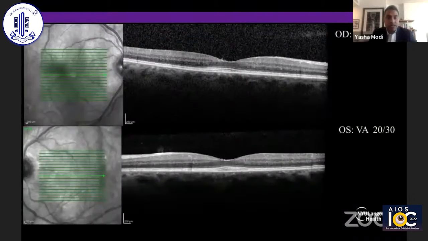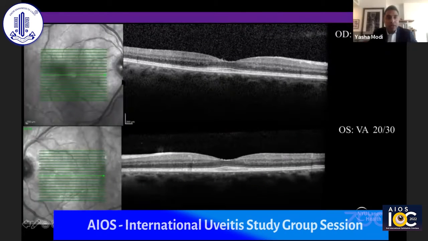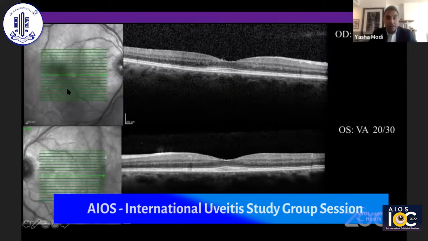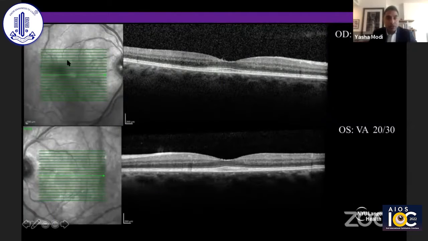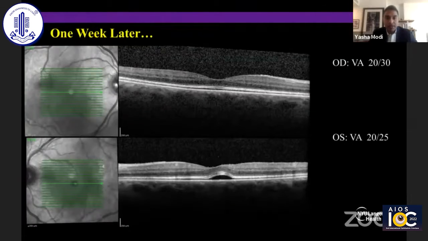And when she comes to see us, she has this shadowing appearance on the near infrared reflectance, which almost looks like floaters, which corresponds to her vitritis. And then on the OCT, she has this sort of enlargement or focal thickening of the interdigitation zone. And almost it looks like there's a dome elevation where the ellipsoid zone comes up. And because of the vitritis, she was referred to me, and I saw this patient 1 week later.